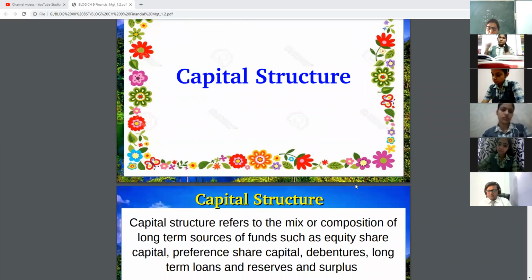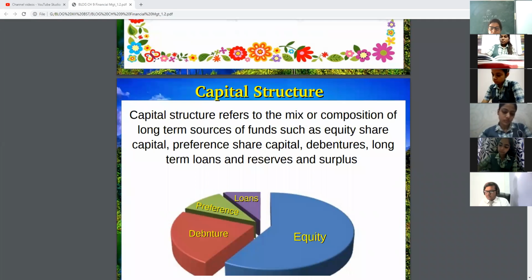Now what is the capital structure? Meaning of capital structure that I am going to explain. Is it visible? My voice is clear? Okay. What is capital structure?